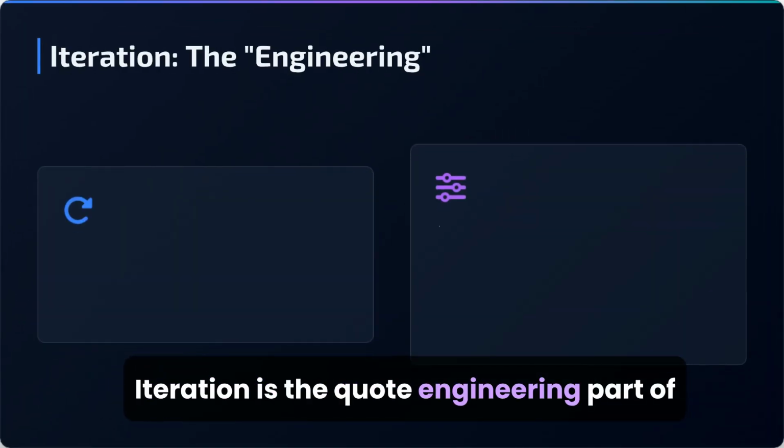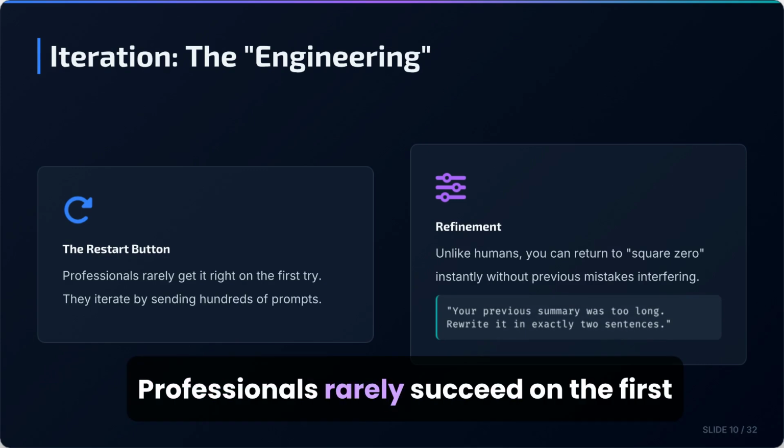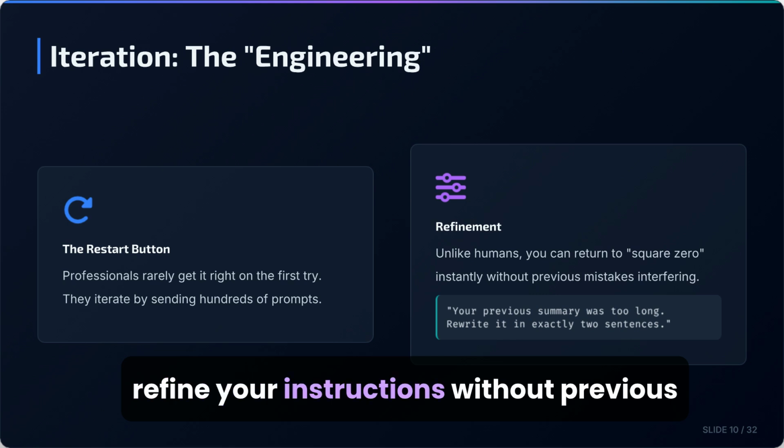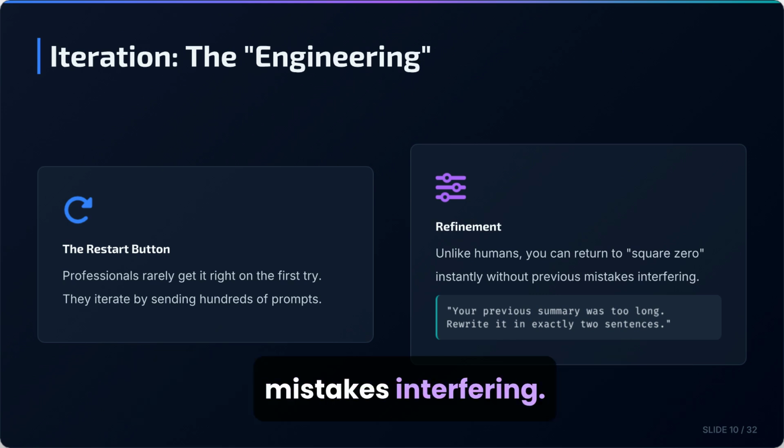Iteration is the engineering part of prompting. Professionals rarely succeed on the first try. You can instantly return to square zero to refine your instructions without previous mistakes interfering.